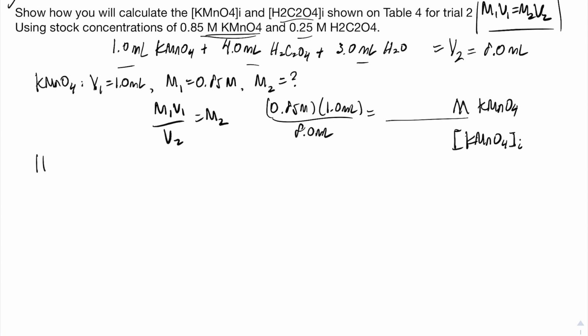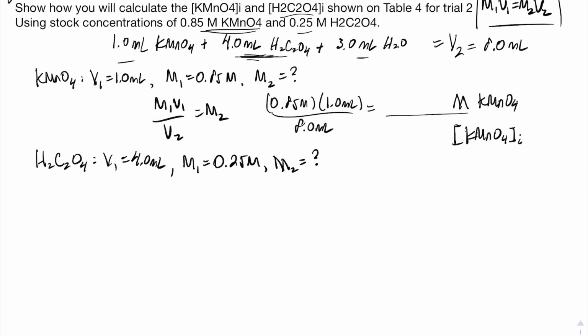Oxalic acid, V1, according to this table, trial 2, I wrote it up here, it's 4 milliliters. Okay, M1 is the stock solution. It's 0.25 molar. And V2, as I mentioned, is 8 milliliters. But M2 is what we're trying to find. What is that molarity when it's all diluted by the other stuff in there? So we solve again for molarity 2.